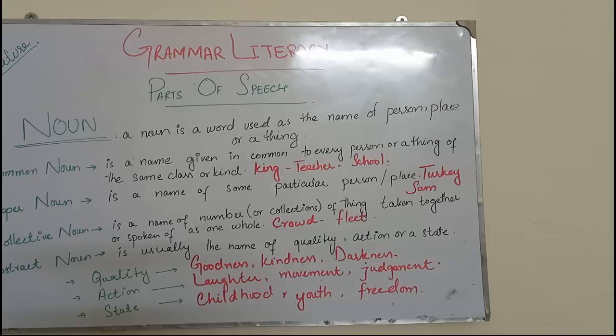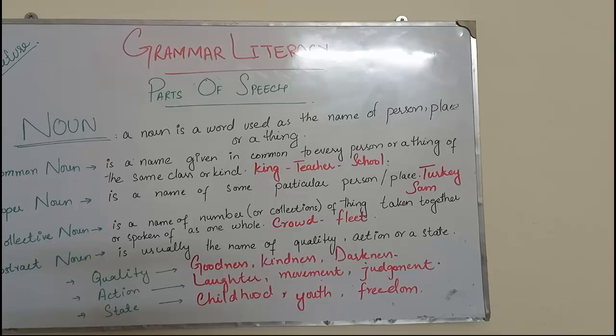Abstract noun is the name of quality, action, or a state. Now what is the quality? You can also say that quality comes in the adjectives, because an adjective is also a qualifying word, because it is the word that qualifies the noun or adds something to the meaning of the noun. So here the quality also comes, but the quality in the abstract noun.